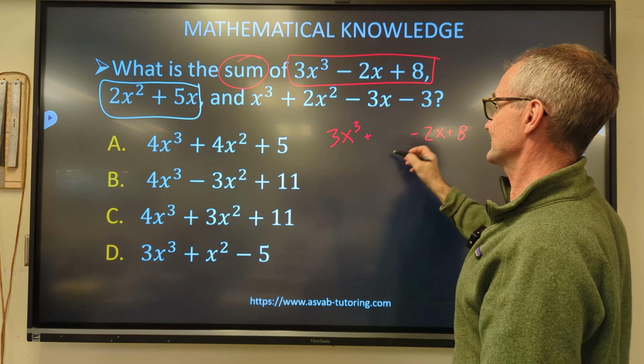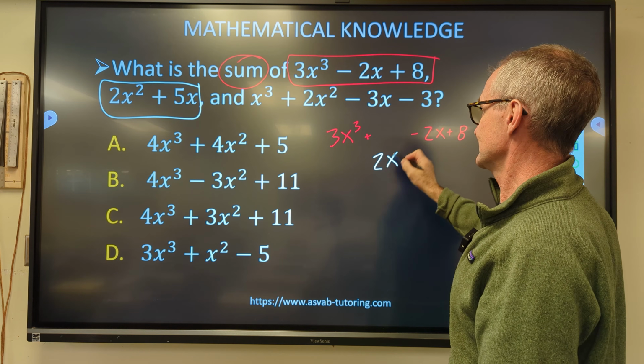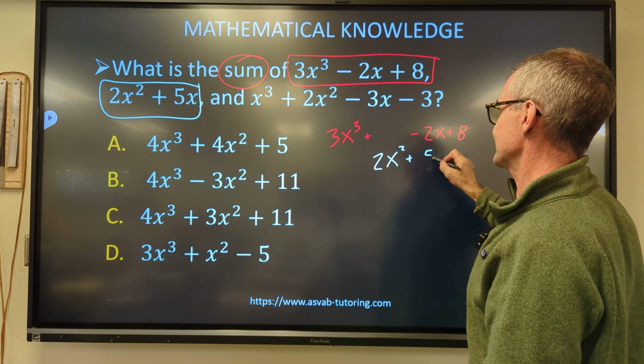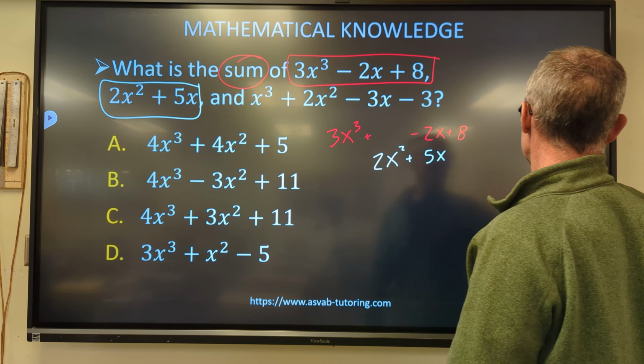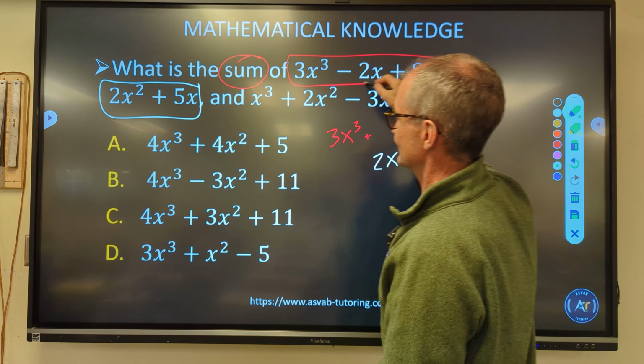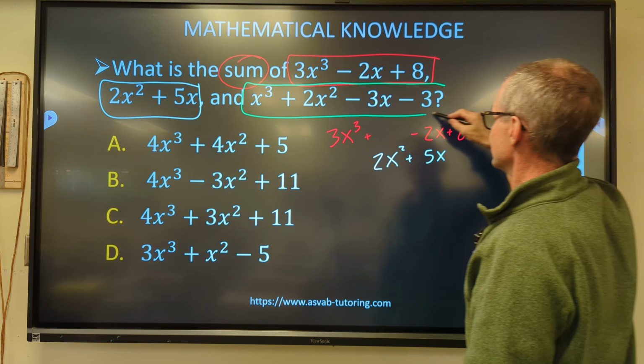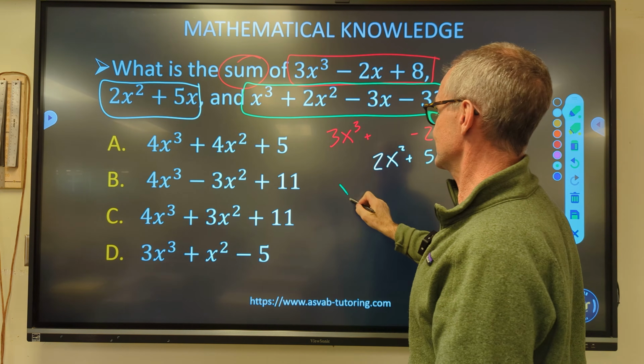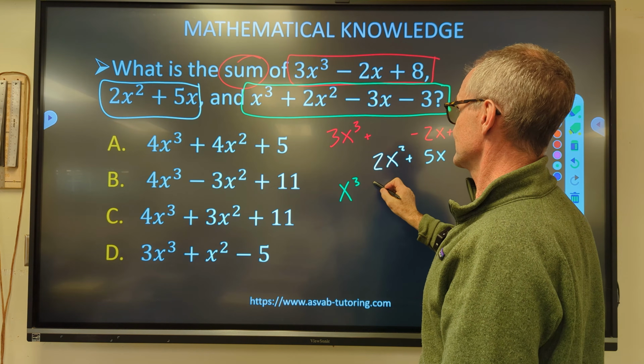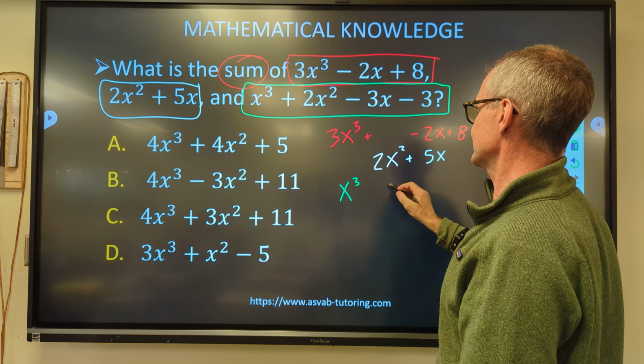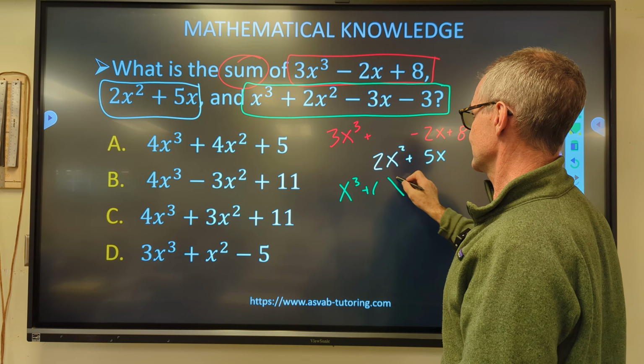There are no x squareds in my first one, so I'm going to put this right here, 2x squared plus 5x. Then my third term is this one right here in green. So that's a x to the third plus 2x squared.